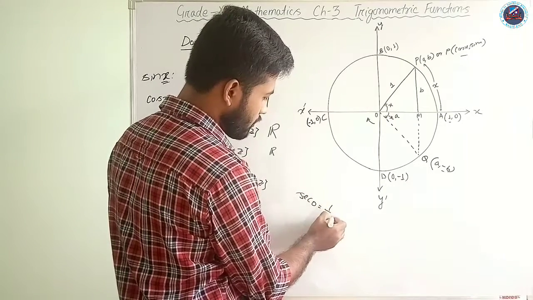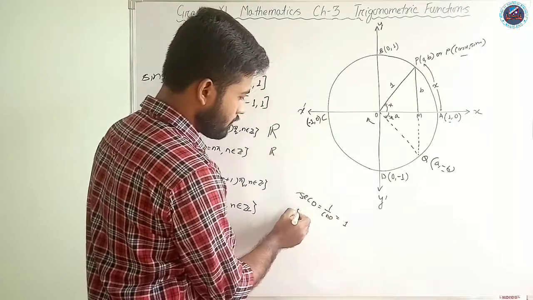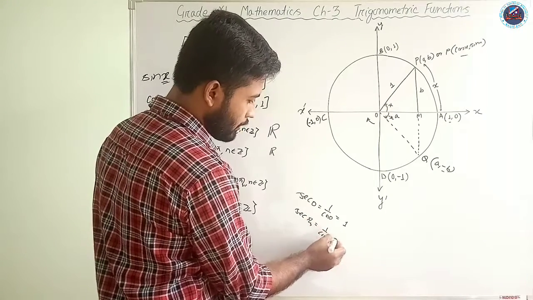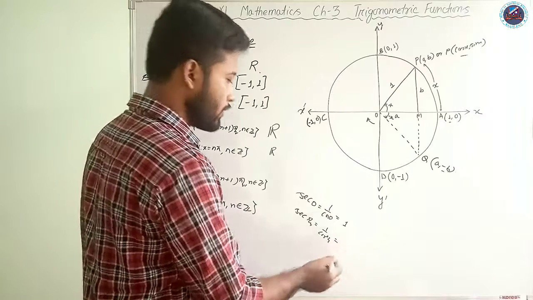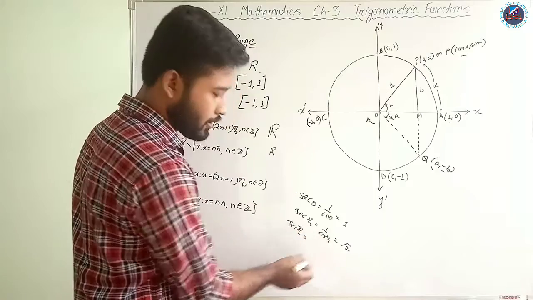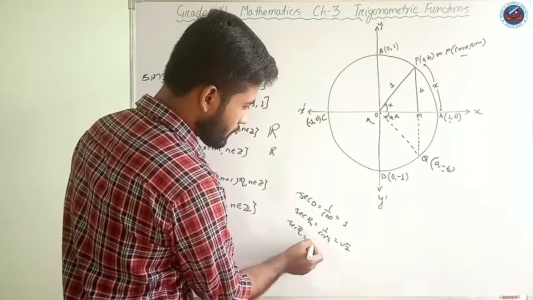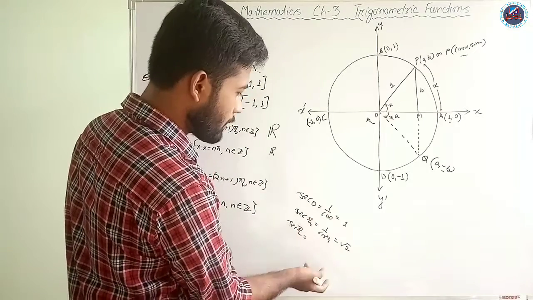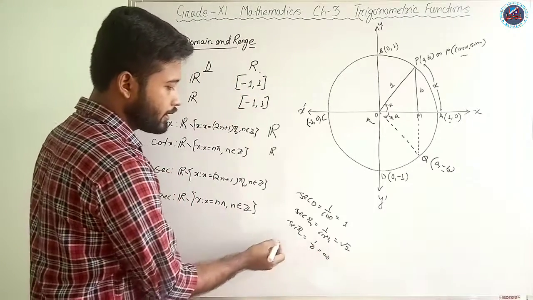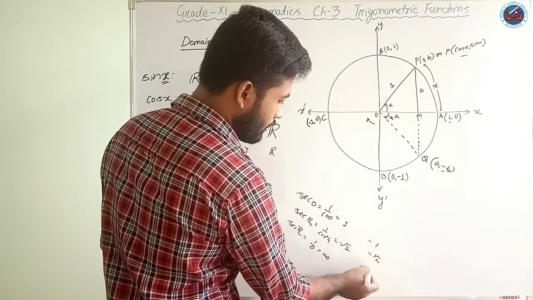Now, what is sec of 0? Sec 0 means 1 by cos 0. Cos 0 is 1. So this will be 1. What is sec pi by 4? Means 1 by cos pi by 4. So 1 by cos pi by 4 is actually 1 by 1 by root 2, so that will be root 2. Then sec pi by 2 is 1 by cos pi by 2. Since cos pi by 2 is 0, 1 by 0 will be undefined or infinity. Similarly, if you take the negative cases, you will get minus 1, minus root 2, and minus infinity.